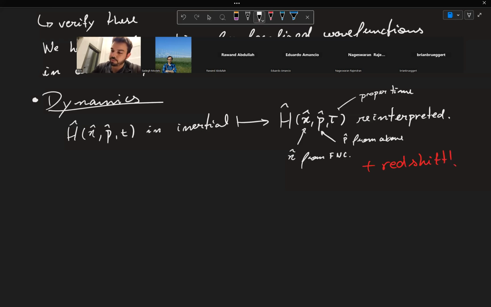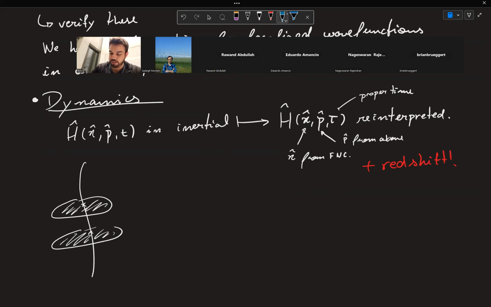What do I mean by redshift? What I mean is we're describing the evolution of the particle from Cauchy slice to slice, right? And these lines may be curved, right? The vector partial tau which connects these two, which is the time translation, is not normalized.